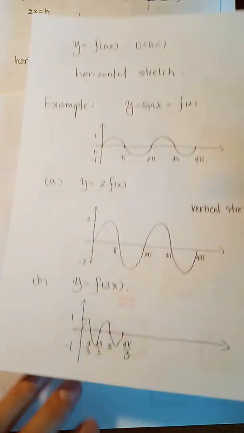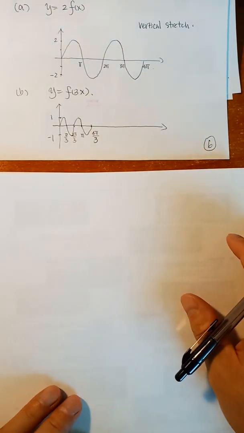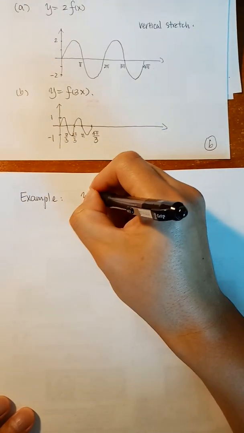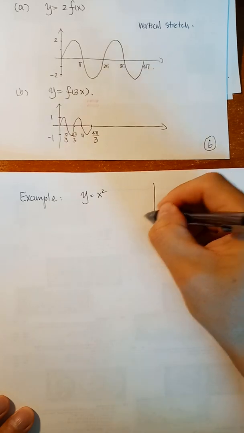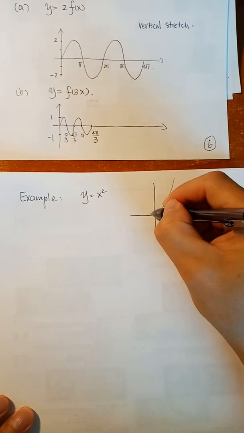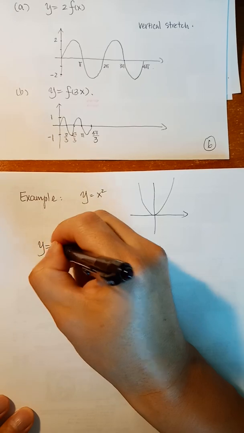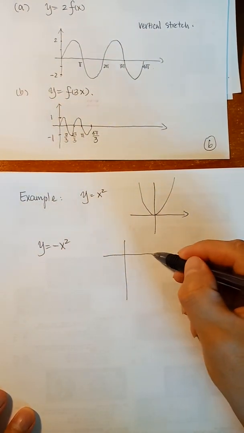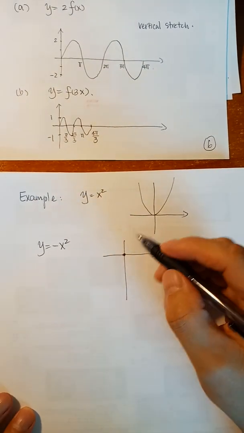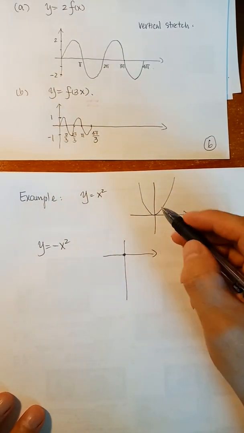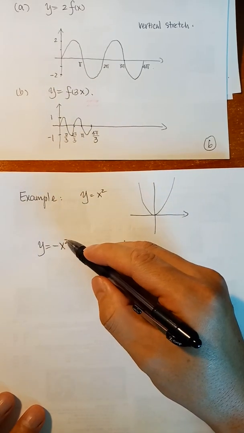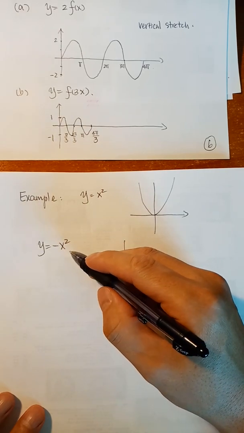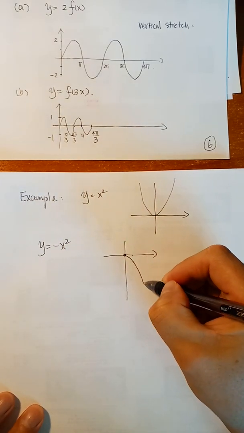If you have a negative coefficient, for example, from y equal to x squared, if we want to study the graph y equal to negative x squared, you check it. When x is 0, negative 0 squared is still 0. When x is 1, negative 1 squared becomes negative 1. Here is a positive 1, here is negative 1. When you have 2, negative 2 squared is negative 4. So if you sketch it, it's like this.